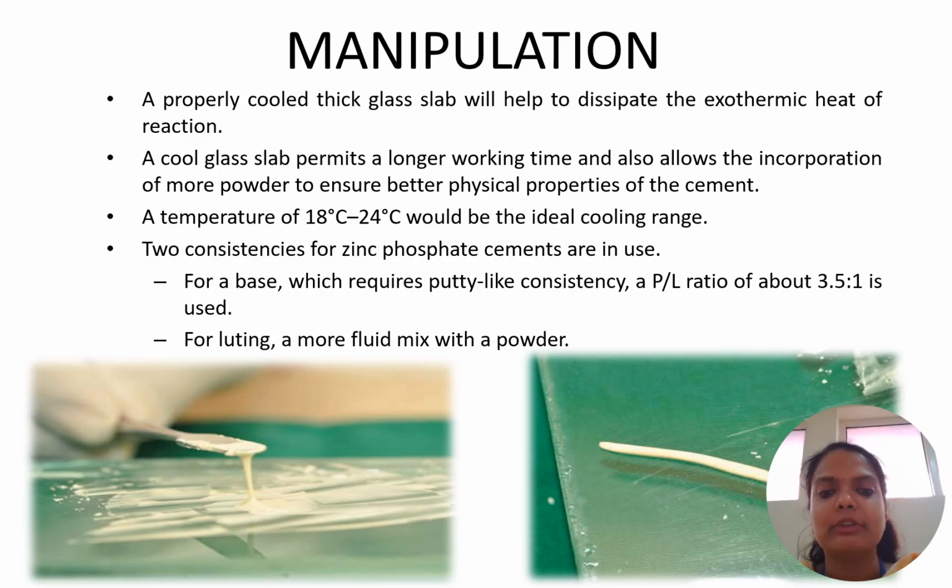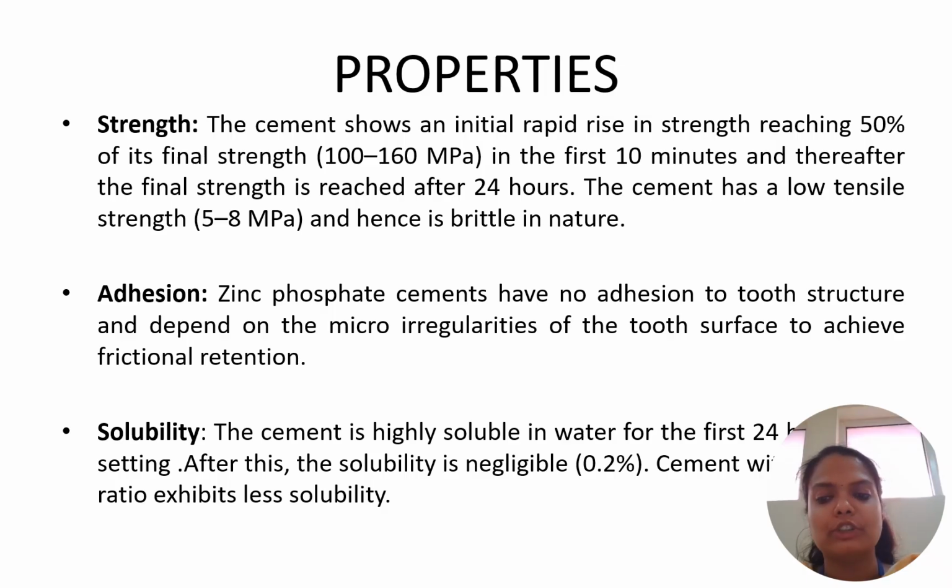Two consistencies for zinc phosphate cements are used. The first one is the base consistency, and the other one is the liquid consistency. For the base consistency, a 3.5:1 ratio is used, whereas for a liquid consistency, a lower powder-liquid ratio is used. Properties of zinc phosphate cement.